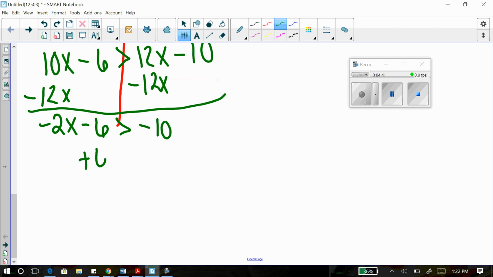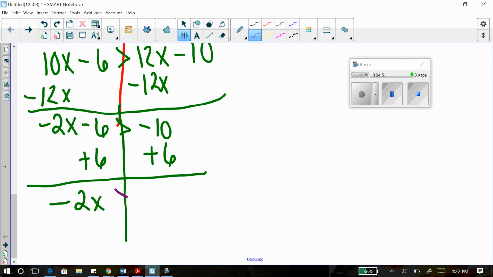Now we add 6, and we get negative 2x is greater than negative 4. Now remember, these are being multiplied. And to undo multiplication, we divide. So you don't want to add 2. You actually want to divide by -2 to both sides.